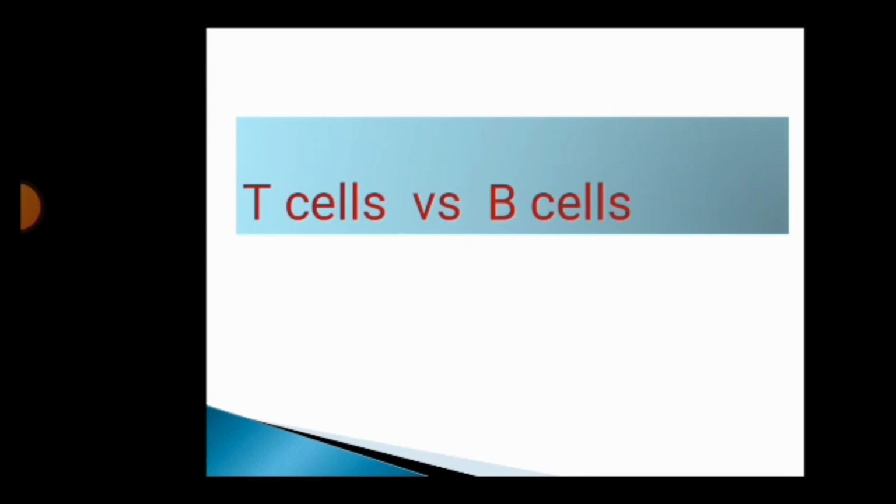Today's topic of discussion is T cells versus B cells. T cells often are called T lymphocytes, whereas B cells often are called B lymphocytes. These are white blood cells and are responsible for the adaptive immune response in an organism. Today we will discuss the similarities and differences between T cells and B cells. So stay tuned.